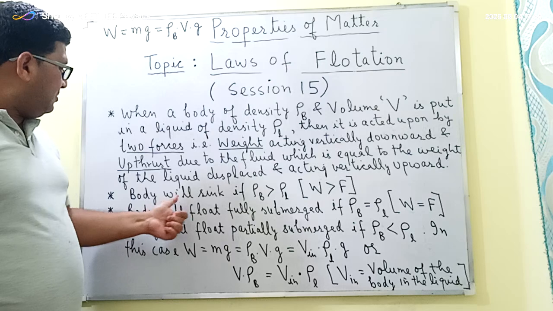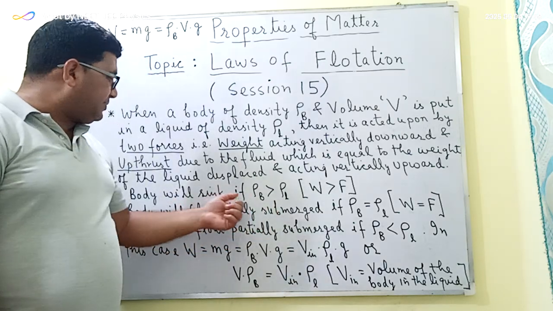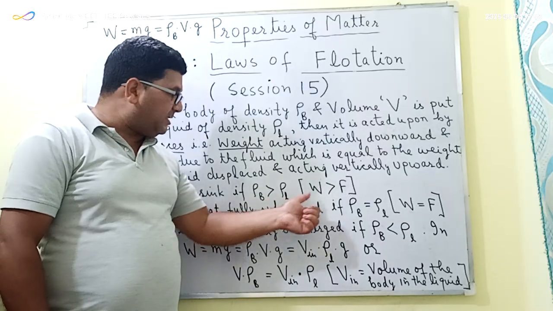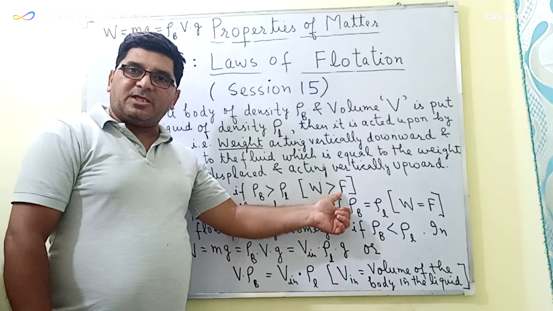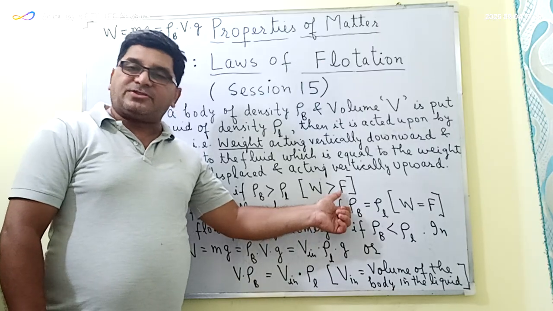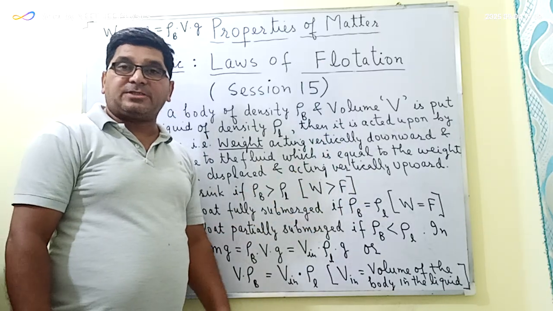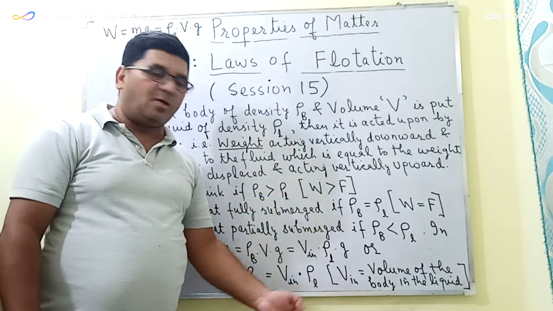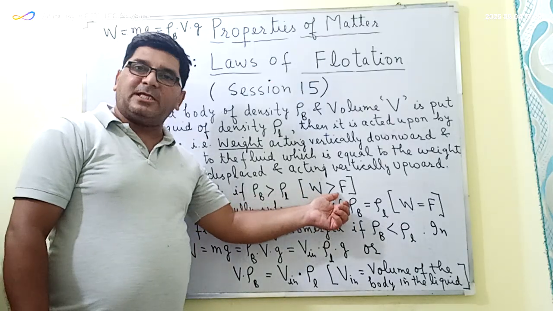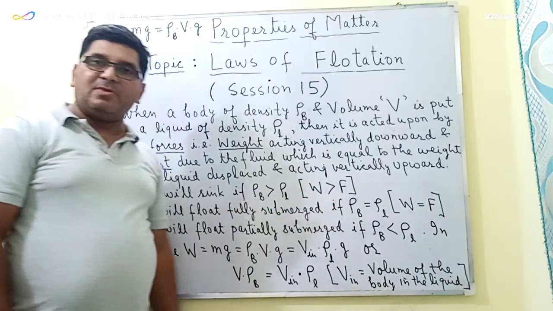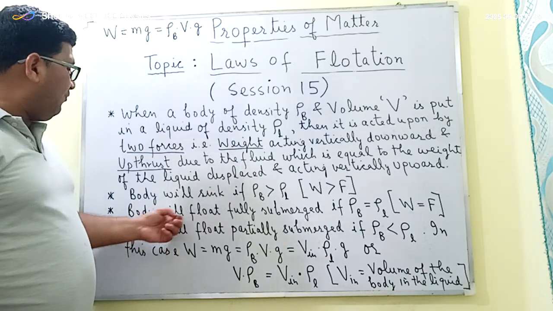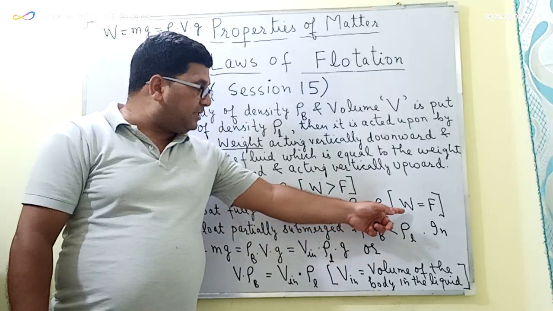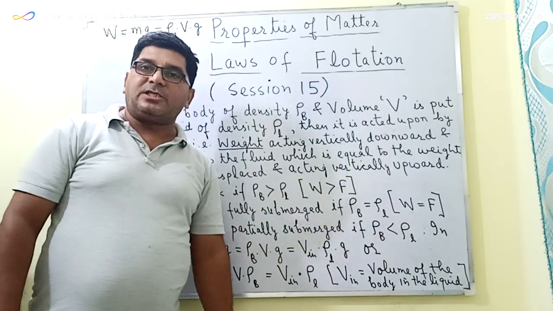The first one is that the body will sink, and this is possible only when the density of the body is more than the density of the liquid. That is, the weight of the body is greater than the upthrust due to the fluid, which is acting in the vertical upward direction, and the weight is acting vertically downward. So when the weight is more than the upthrust due to the fluid, then the body will sink. Second point is that the body will float fully submerged only when the density of the body is equal to the density of the liquid, and this is possible when the weight is equal to the upthrust.